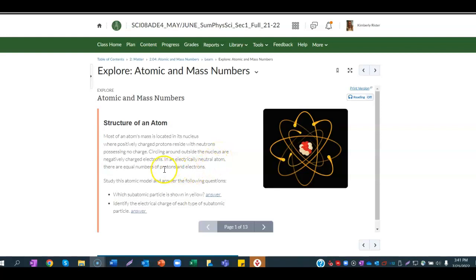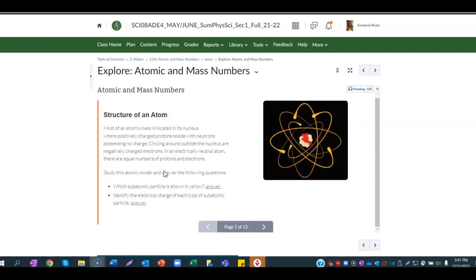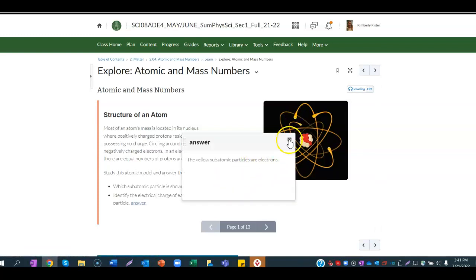Another important thing to note is they're always going to be the same number of protons and electrons in an atom. So it says study this atomic model and answer the following questions. So we're looking over here. We've got protons and neutrons here and electrons orbiting. So which subatomic particle is shown in yellow? And we know those are the electrons.